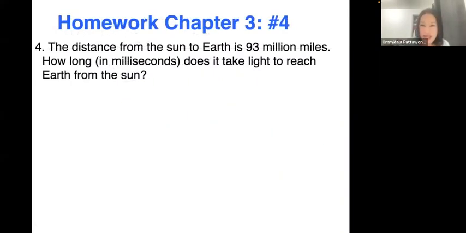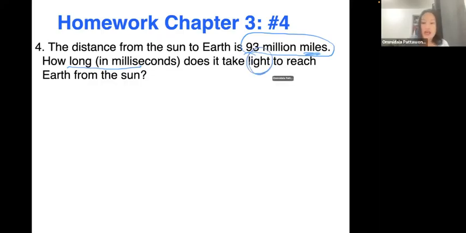The speed of light can actually help us determine the distance between a star and our planet. For example, this homework, chapter 3, number 4 here. In this case, it's giving us that the distance between Earth and Sun is 93 million miles. That's the distance, because it's given in miles. It's asking us how long, so this involves time. So you are given distance and asked for time, and it's involved with light.